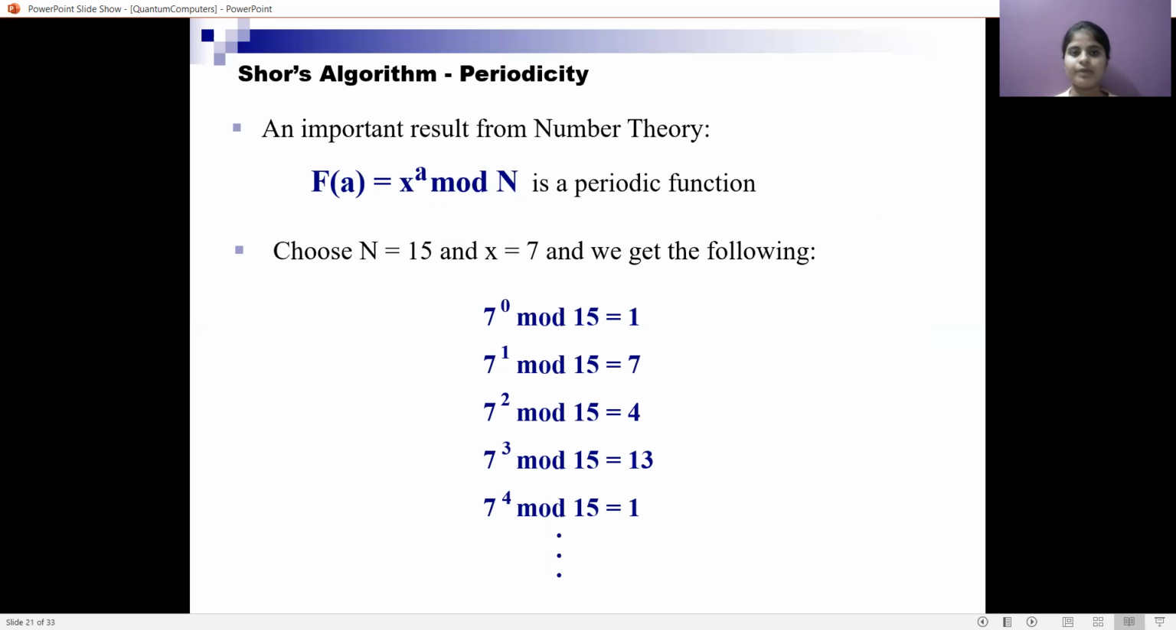Shor's algorithm, periodicity. An important result from number theory: f(a) = x to the power a mod n is a periodic function. Let's choose n equal to 15 and x equal to 7, and we get the following.